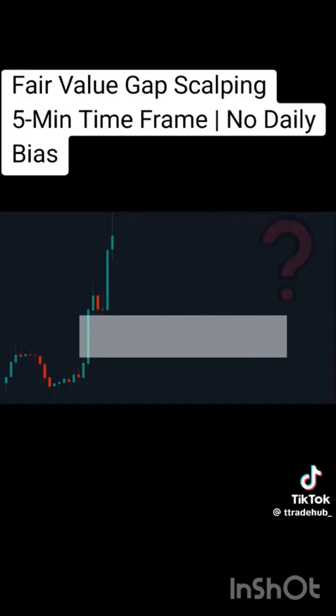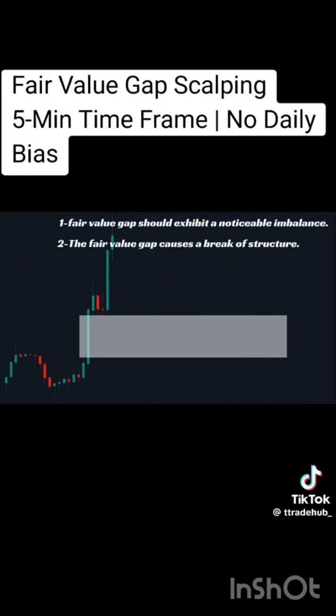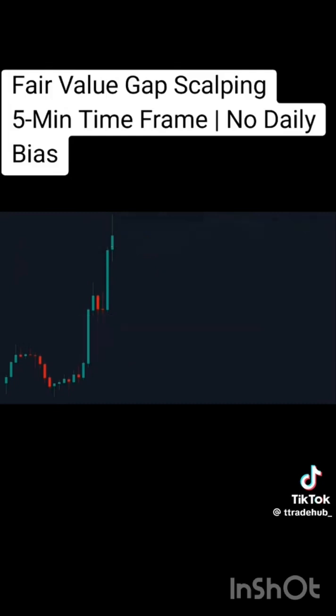The answer is no. We have two key components for identifying a fair value gap in the 1-hour time frame as a suitable area. The first is that this fair value gap should exhibit a noticeable imbalance, meaning the price has experienced significant growth or decline, causing some transactions not to occur in that area. This makes it more likely for the price to return to that area. Therefore, we never choose a small fair value gap as a suitable area.